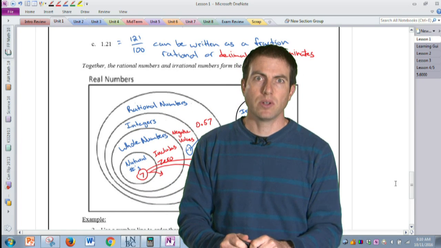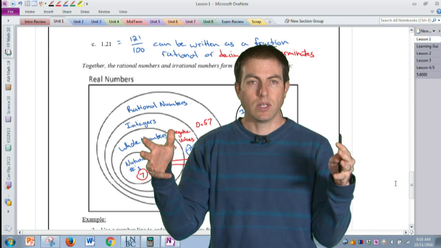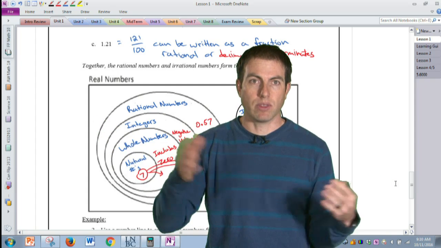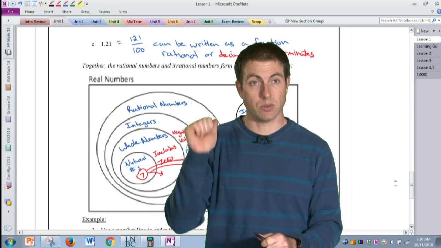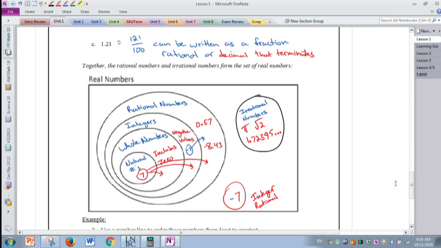And remember, we always have the most inclusive in the middle, and then as you go out, like the number 1, it goes into everything in terms of these circles. So 1 is rational, 1 is an integer, 1 is a whole number, and 1 is a natural number. But if you have something like the example we included up here, this -7, well, because it's negative, it's just an integer. That's the biggest circle it'll fit into.